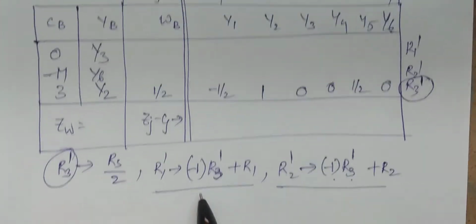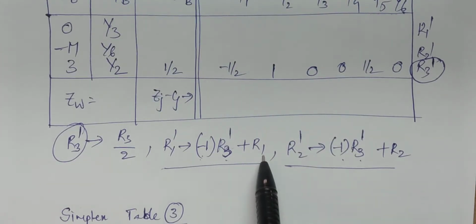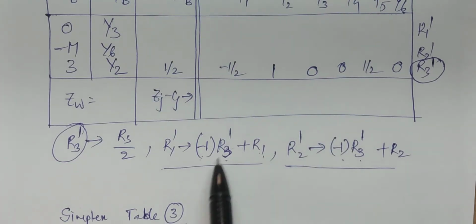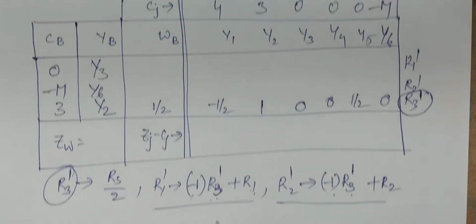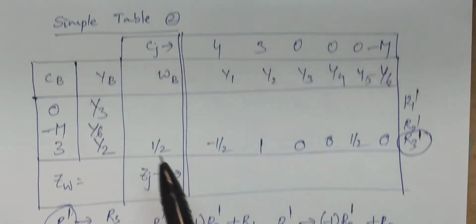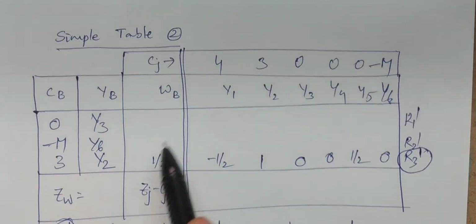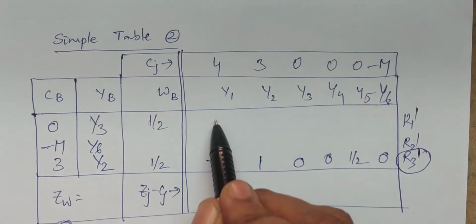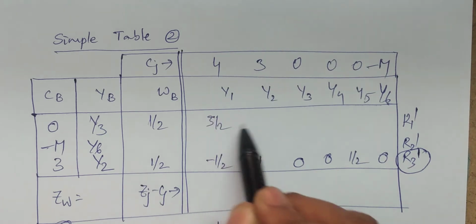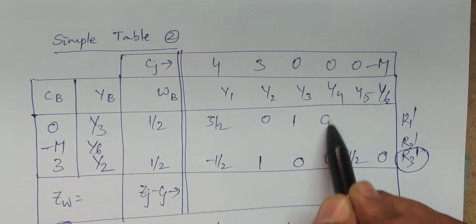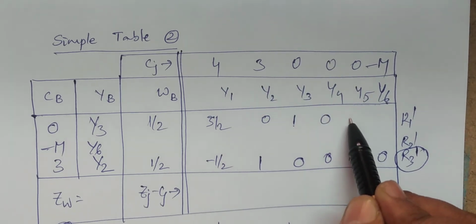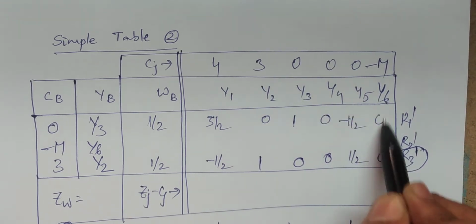R1 dash operation I have shown here: minus 1 into R3 dash plus R1. Do R1 minus R3 dash, whatever it is. Write the elements and do the operations, and what you will get is R1 dash. R1 dash is here 1 by 2. The elements here are 3 by 2, 0, and it is 1, and it is 0. And y5, the elements are minus 1 by 2 and 0.